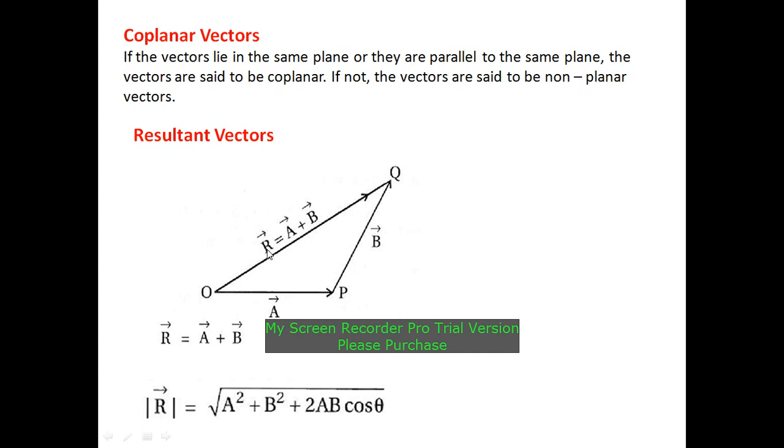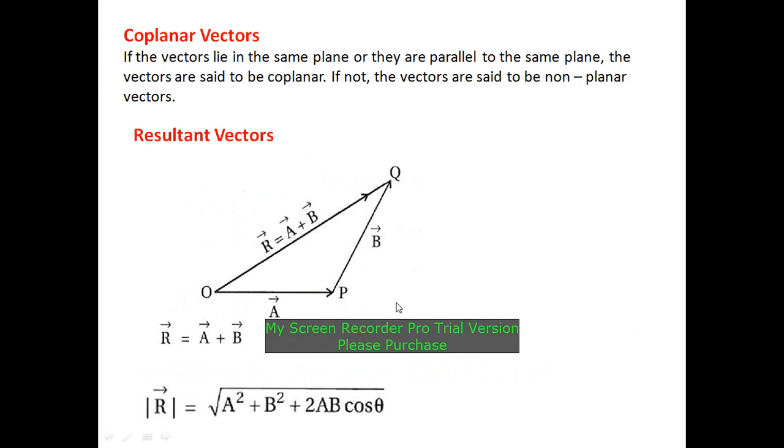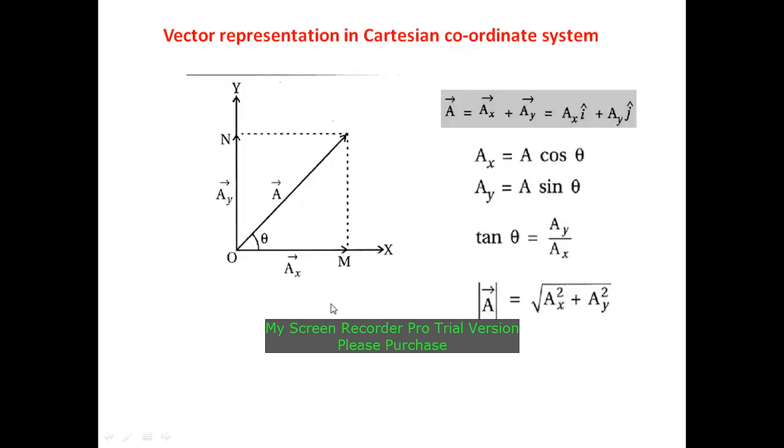Whatever the symbol may be, R is equal to a plus b, and the magnitude of R, our resultant, is the root of a square plus b square plus 2ab cos theta. Where is cos theta? This is our theta. So we take the theta and calculate the equation, and it becomes a square plus b square plus 2ab cos theta. I am not going through the calculation of this equation because you already studied it in your 11th standard.